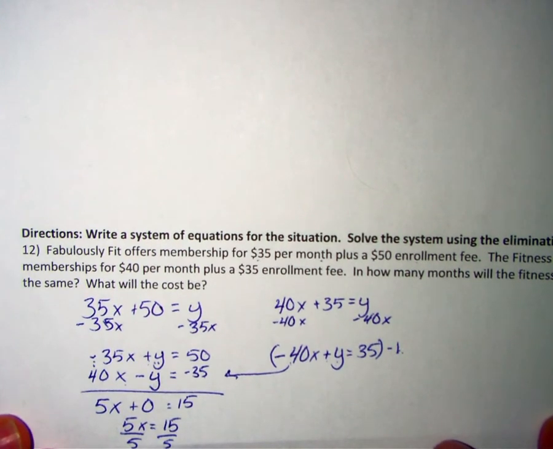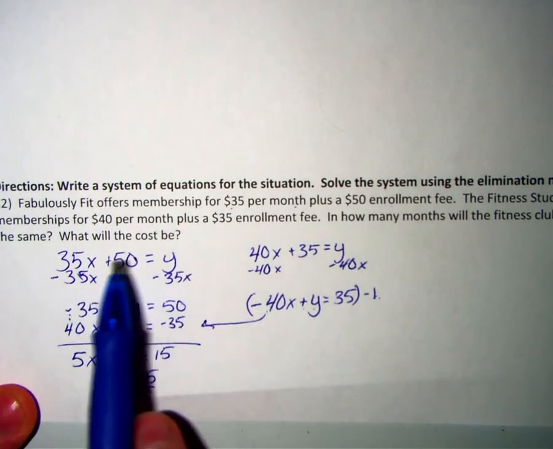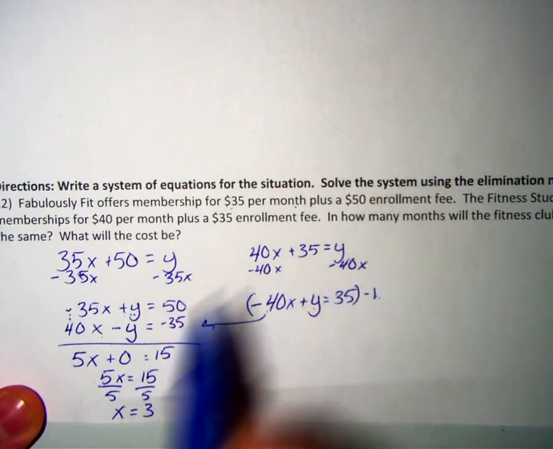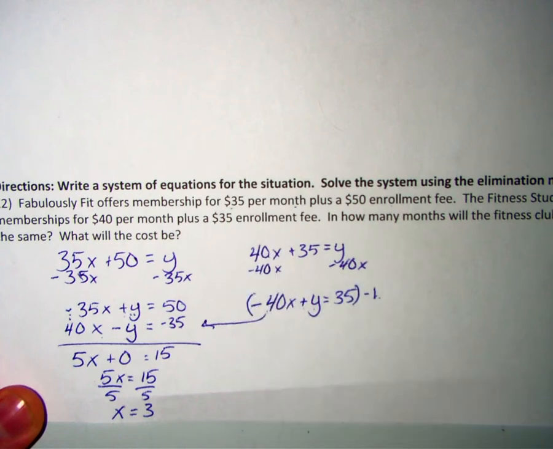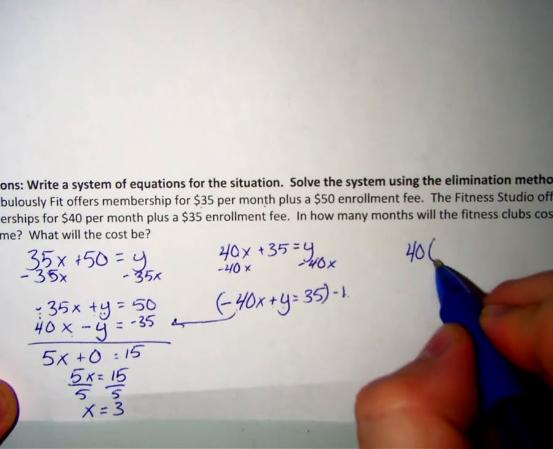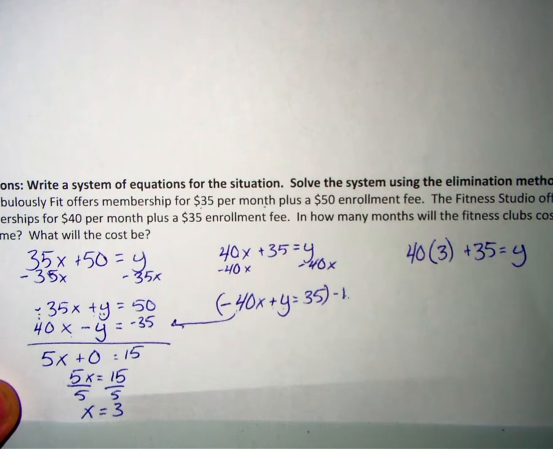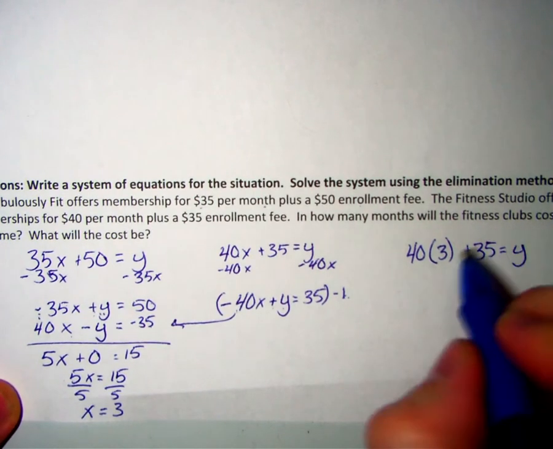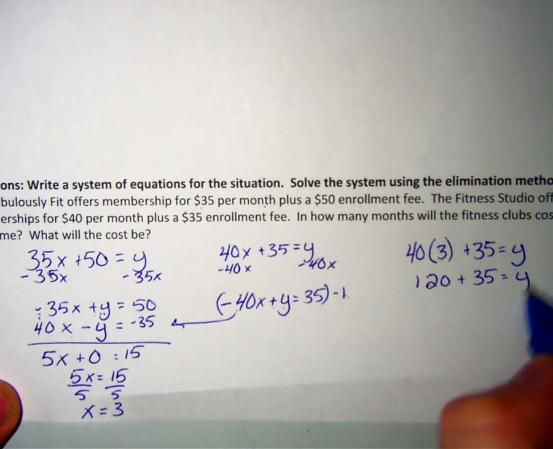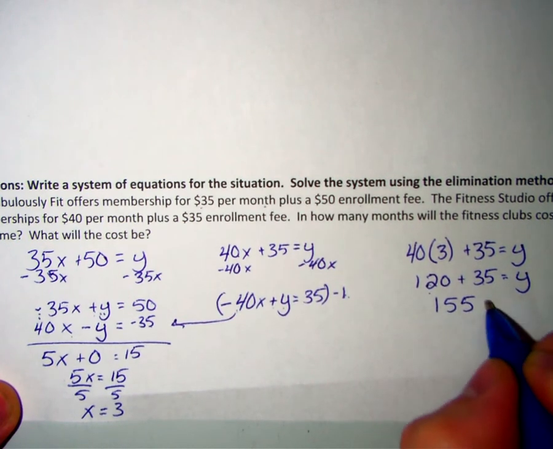Well, now that we know one of our variables, we can solve for our other. We're going to start with an original one of either of our equations, just in case we made a mistake. So, let's go ahead and take the 40 because it's going to be easier to multiply by 3. 40 times 3 plus 35 has got to equal y. Well, 40 times 3 would be 120 plus 35 equals y. 120 plus 35 is 155 equals y.